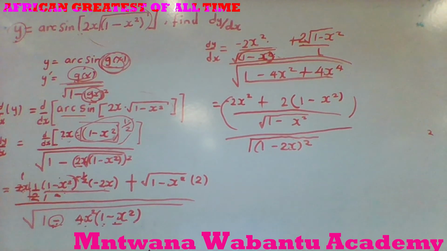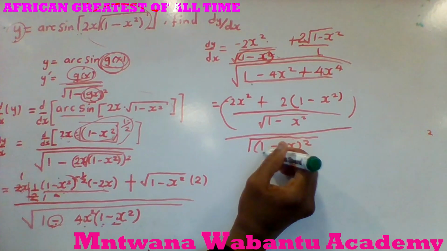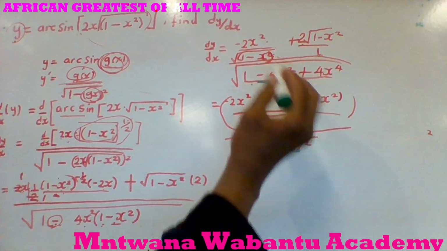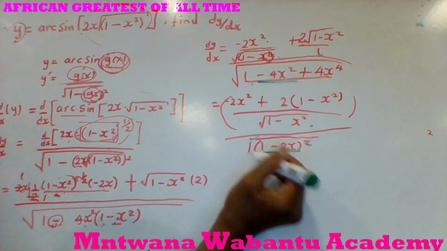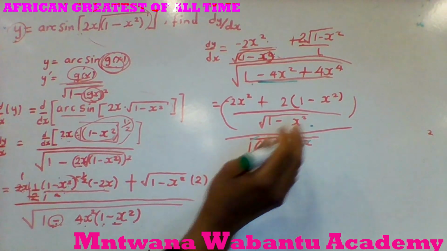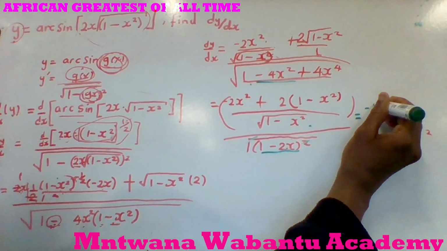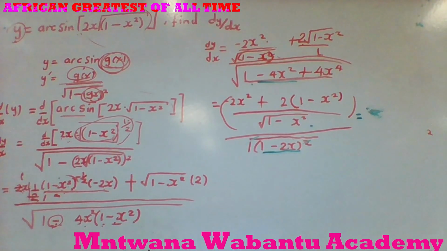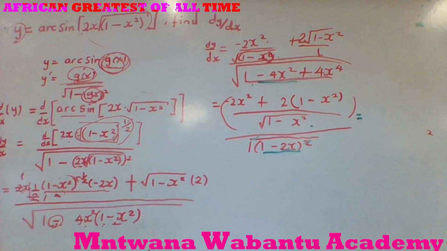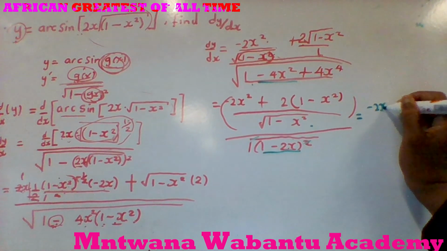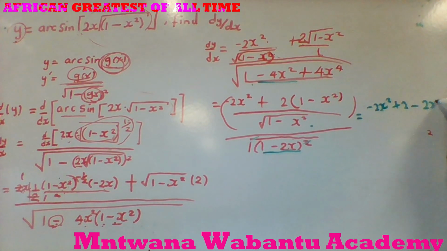So the next step, this one here is 1 minus 2x squared. When you expand it, you're going to get this. For the top one, the common denominator is this one. So this and this cancel, so this is 1 minus 2x. The top one is going to become negative 2x, and then 2 times 1 plus 2, and this is going to become negative 2x squared.